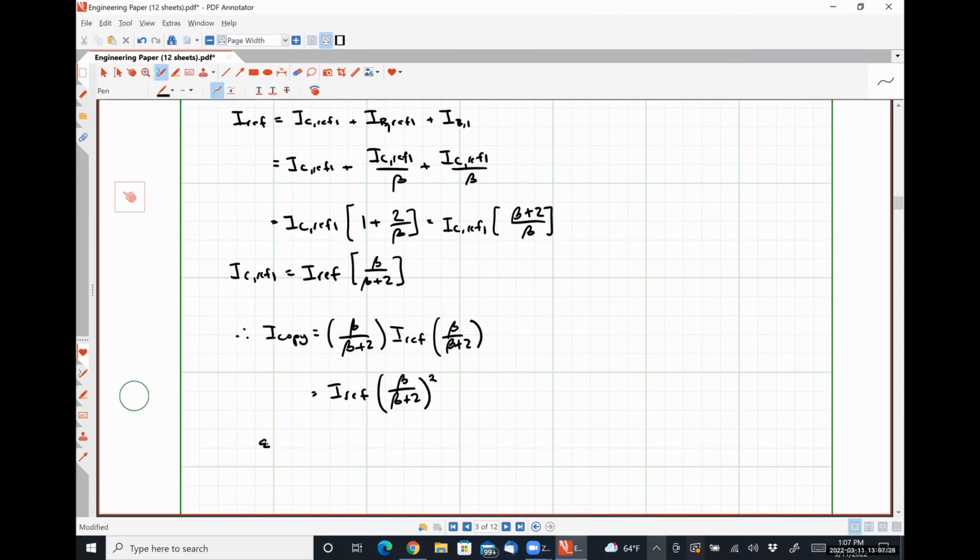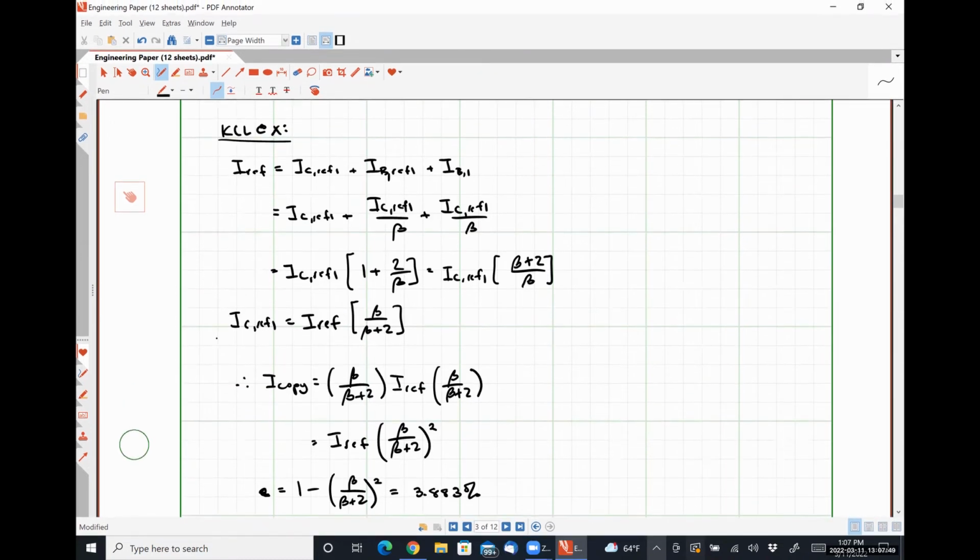And from this, our error E is 1 minus beta over beta plus 2 quantity squared, or 3.883%. We can obviously minimize this error by including those emitter follower transistors.